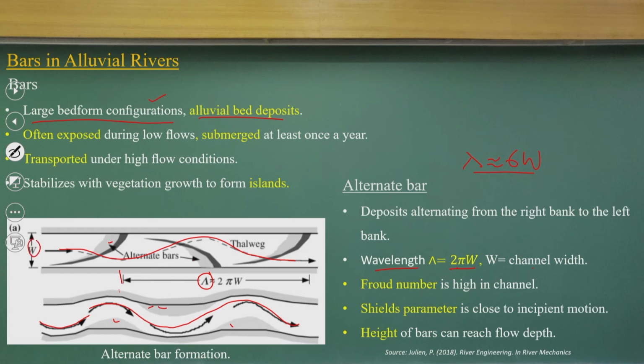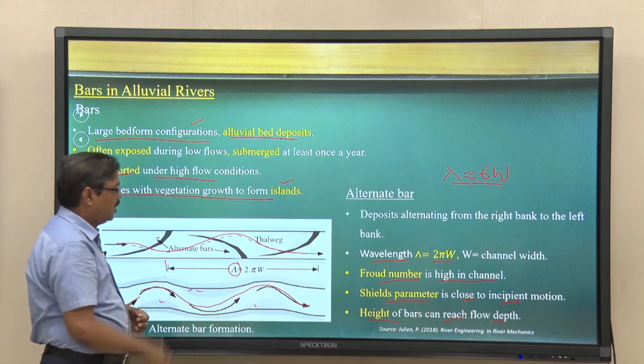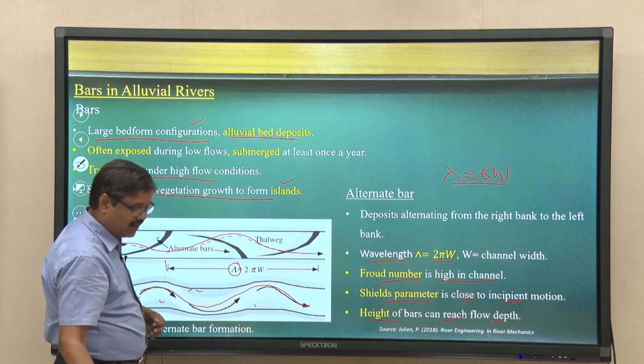So, that is what is accelerating part. If you look at that, there will be high flow conditions, there will be transport, and the islands stabilize with vegetation growth, as I showed in the photograph of the Brahmaputra river. The Froude number is high in these channels, okay, and the Shields parameter is close to incipient motion. The height of the bar can reach the flow depth. So, the height of the bar can actually be exposed to the higher levels; those conditions can happen.